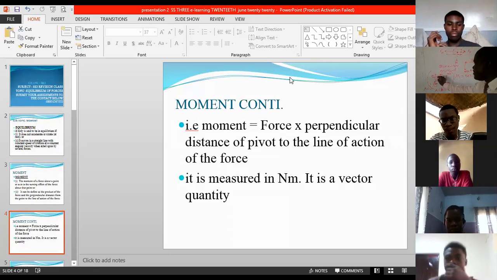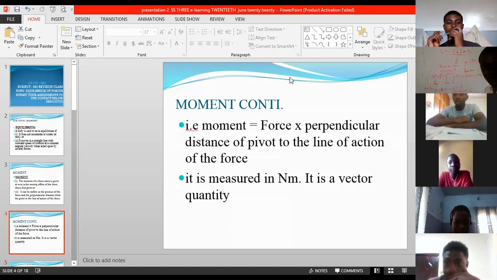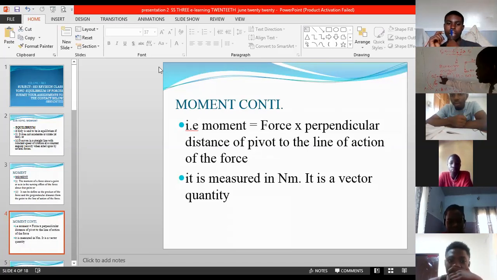What will be our perpendicular distance now? From 10 to 50. Who will help us now? Remember, we said moment is force times perpendicular distance. Now, what is my perpendicular distance at the anti-clockwise moment side? Can you see my board? The pivot is 50. The mass is at 10. So what will be my perpendicular distance?